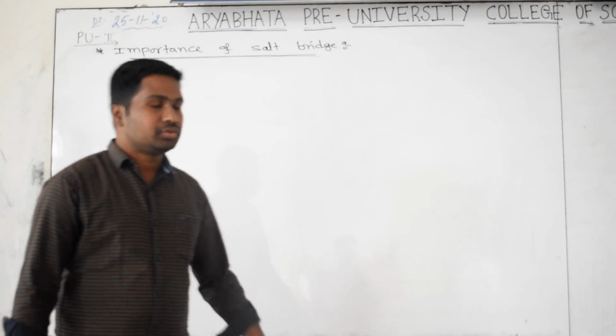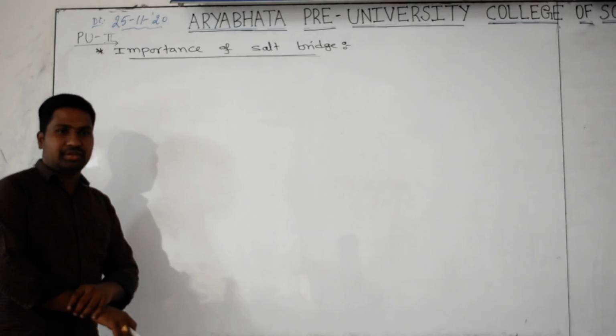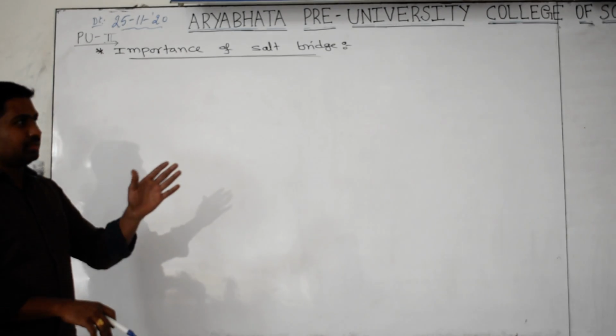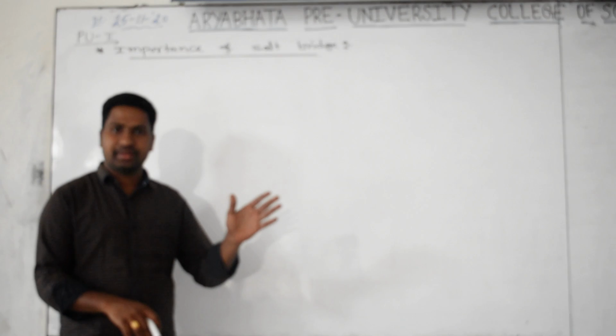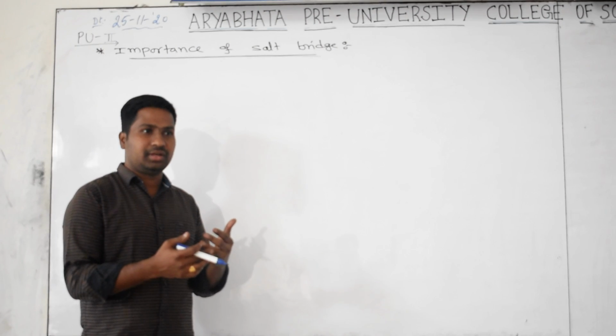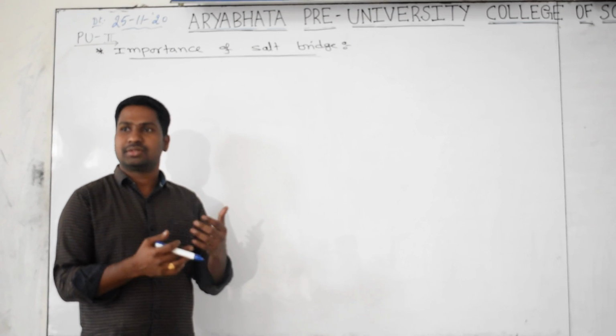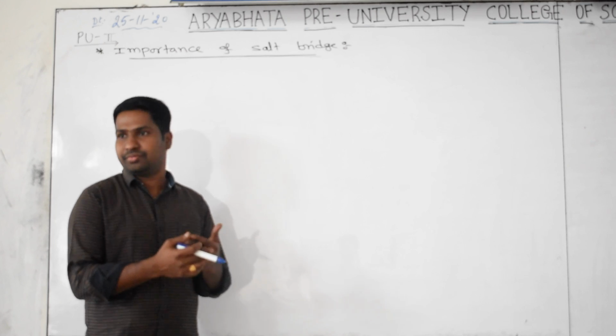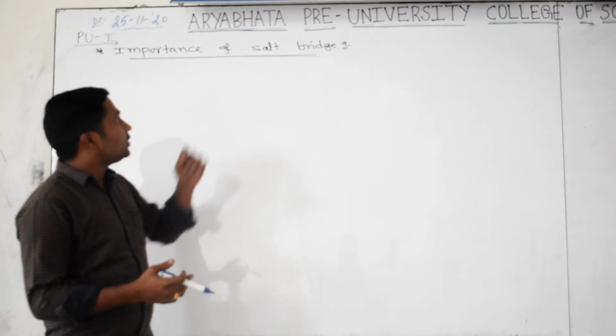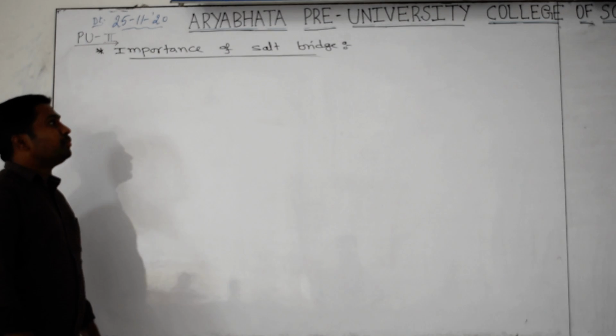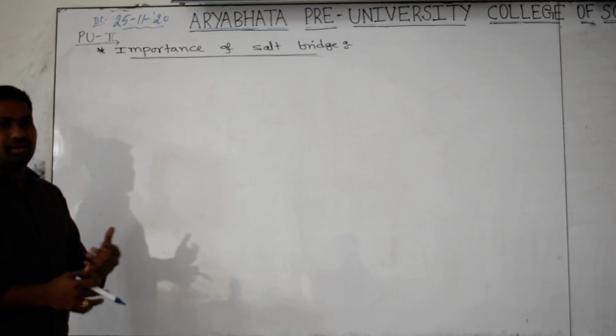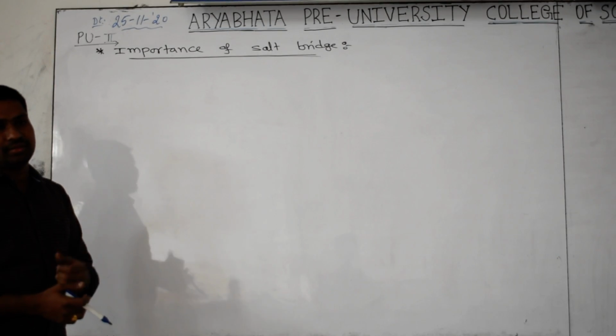Today we will see about the importance of the salt bridge. A very nice concept. Already we have seen some important information regarding the Daniel cell, what the electrode potential is, what the EMF of the cell is, what the standard electrode potential and standard EMF of the cell are. We discussed everything. Today we will discuss the importance of the salt bridge. What is the importance of the salt bridge in the Daniel cell?